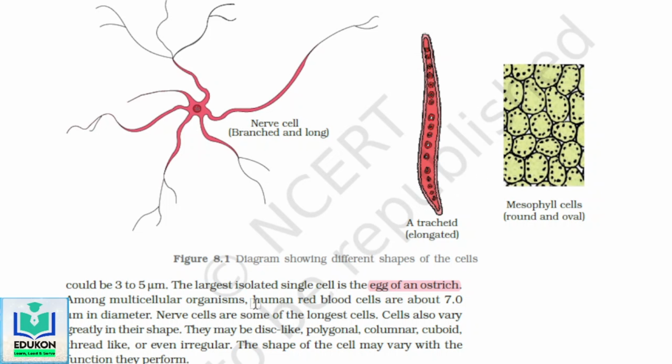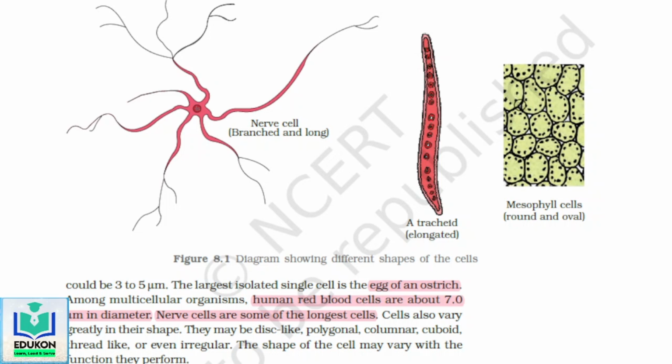Among multicellular organisms, which means we, animals, plants, humans, all, human red blood cells are about 7 millimicron in diameter, our RBC, and nerve cells are some of the elongated cells. Cells also vary greatly in their shapes, and we'll see the images above. They may be disc-like, polygonal, columnar, cuboid, thread-like, or even irregular. The shape of the cell may vary with the function they perform. Based on the shape of the cell, the functions may vary actually.